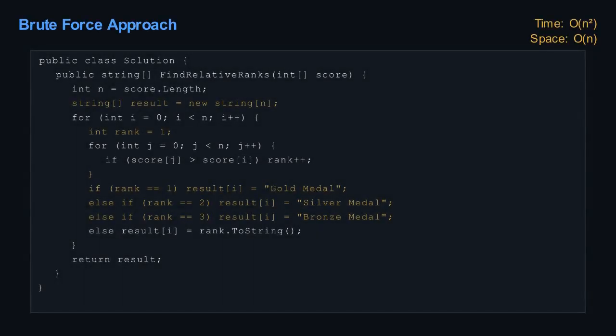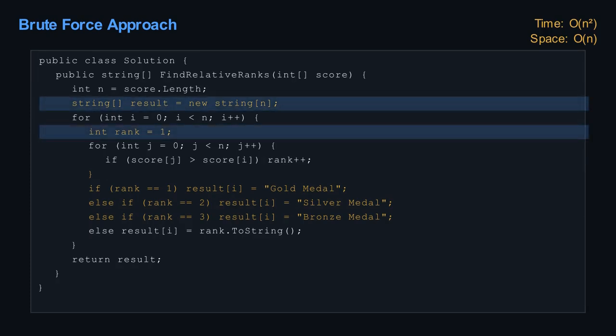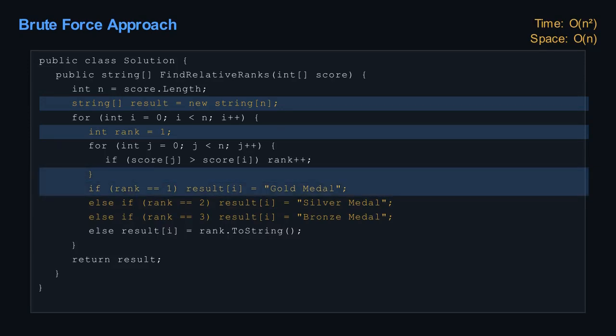The straightforward way is to compare each score against every other score, counting how many are larger to determine its rank. That double loop gives O(n²), quadratic time and O(n) extra space for the result array, which becomes too slow once the input size grows beyond a few thousand.